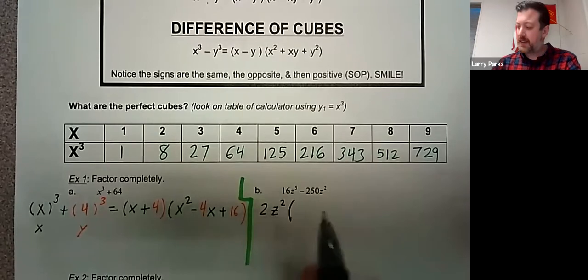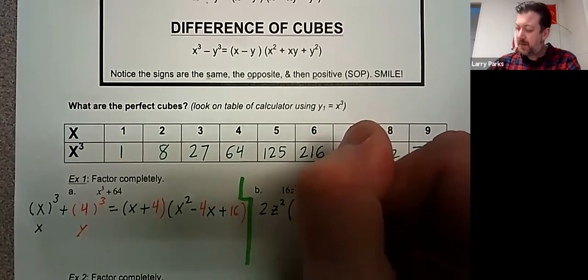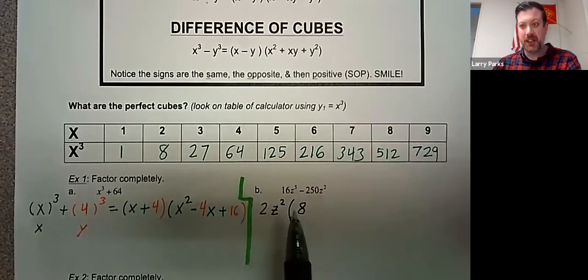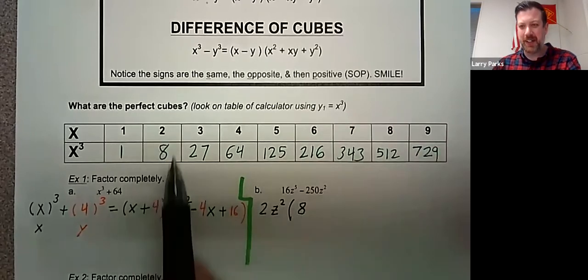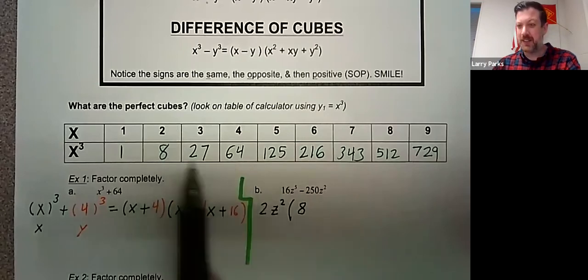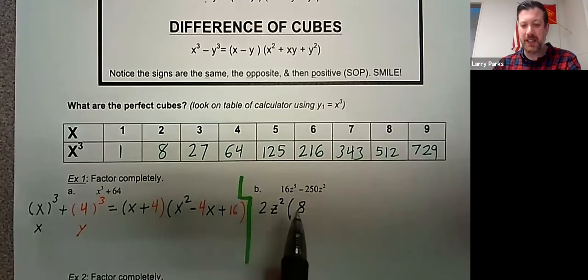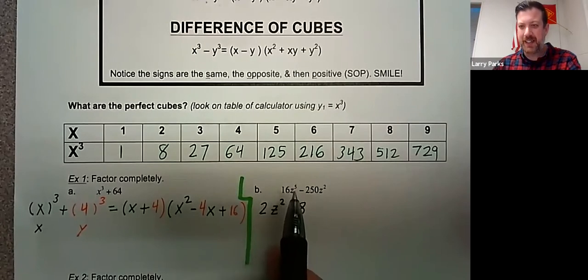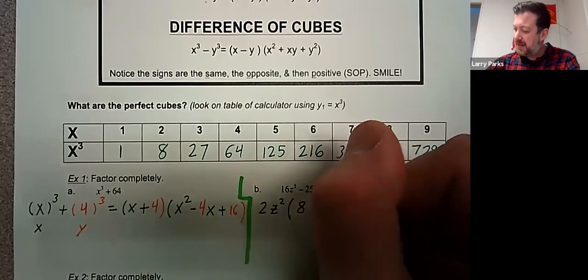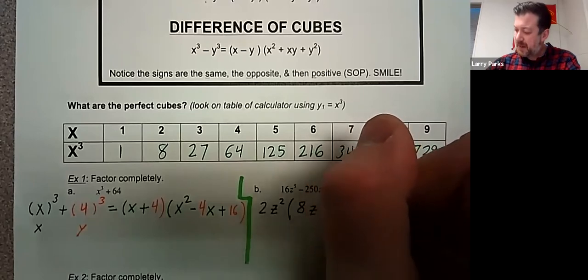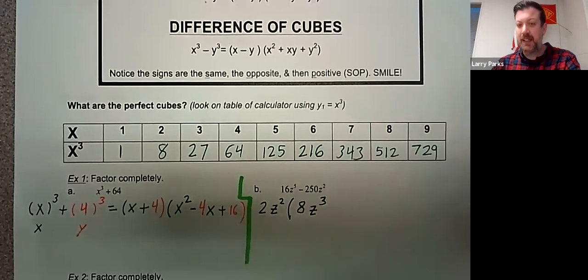2 times what is 16? That'd be 8. And I'm thinking good, because 8 is a perfect cube. 16 was not. Okay, so we're on the right track. Z squared times what is z to the 5th? I need z cubed. And remember I said, in order for it to be a perfect cube, it has to be a multiple of 3. Well, 3 is a multiple of 3. So we're on the right track. That's great.